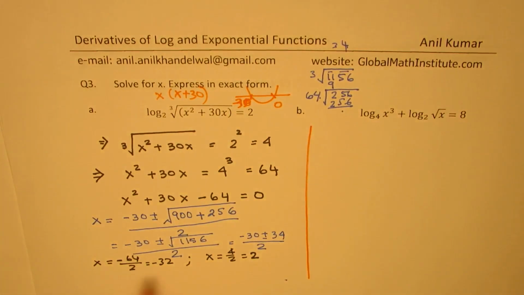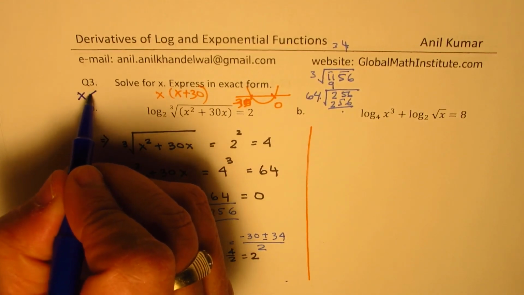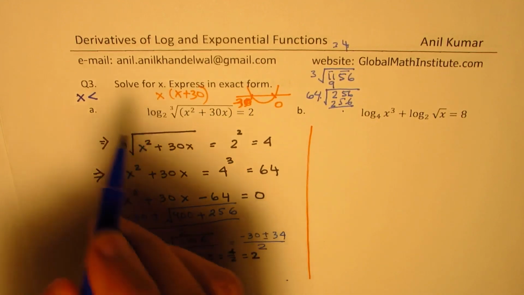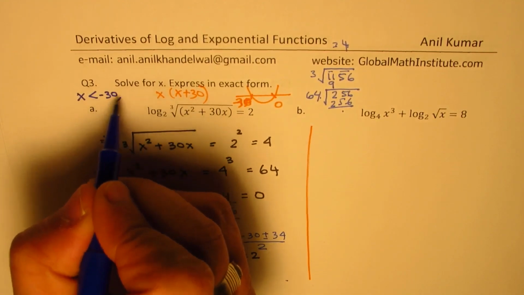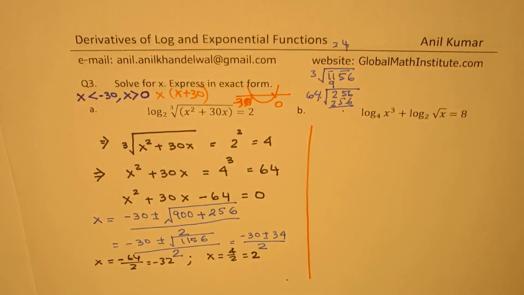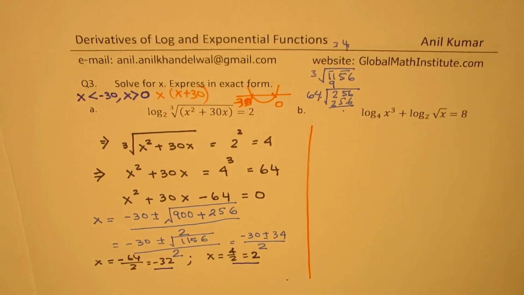correct? So your domain here is, let me write down the domain. The domain of this function is that x is less than this value of minus 30, or x is greater than 0. So that is your domain. Now, since this solution is within the domain, both are correct solutions. Does it make sense to you? So that is how we are going to answer this particular question.